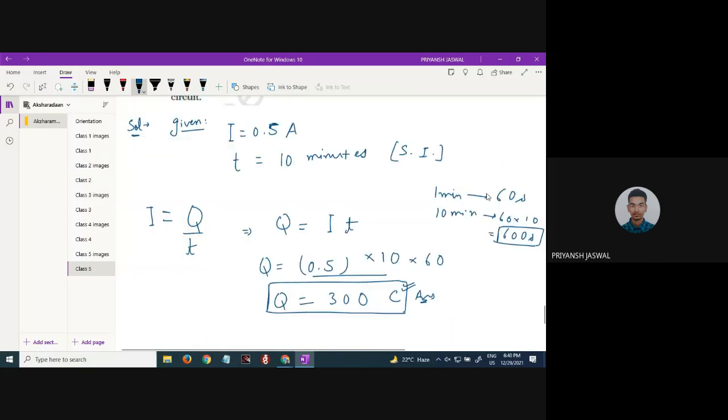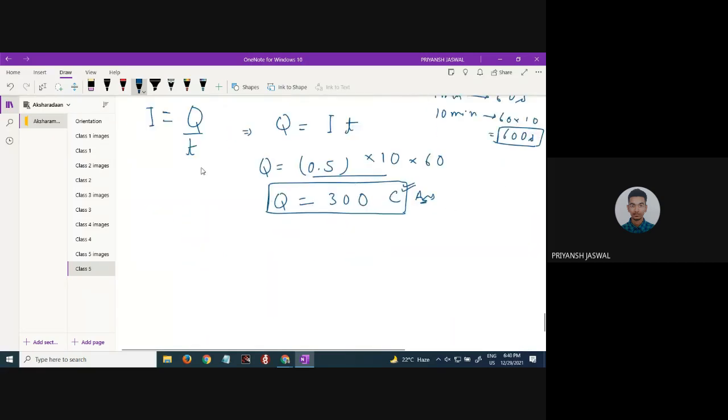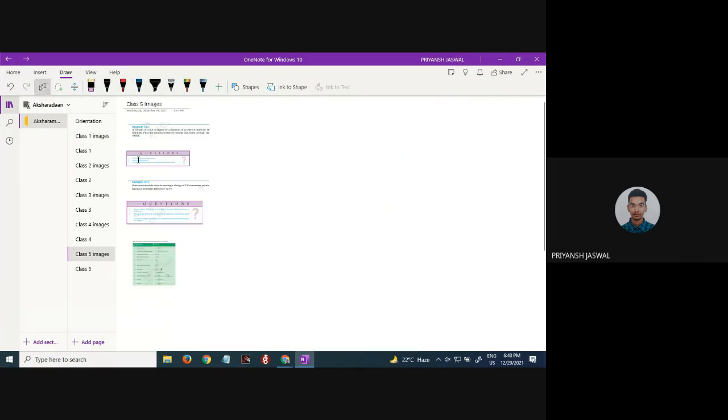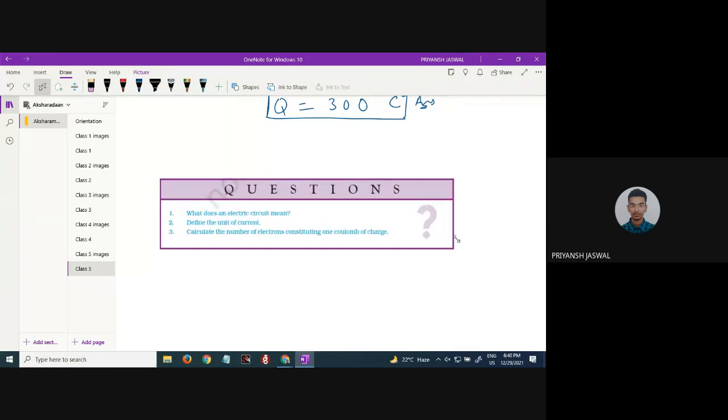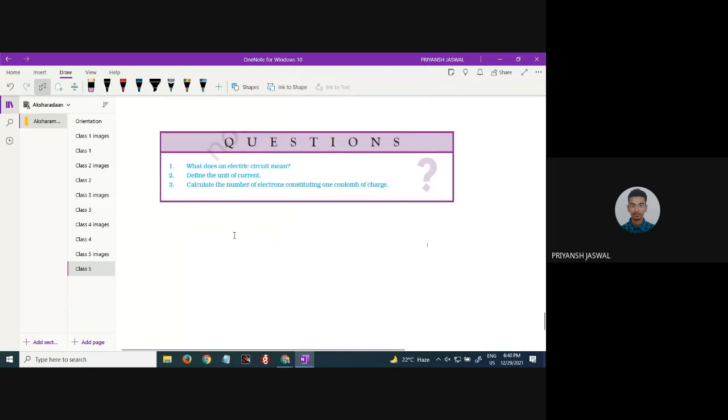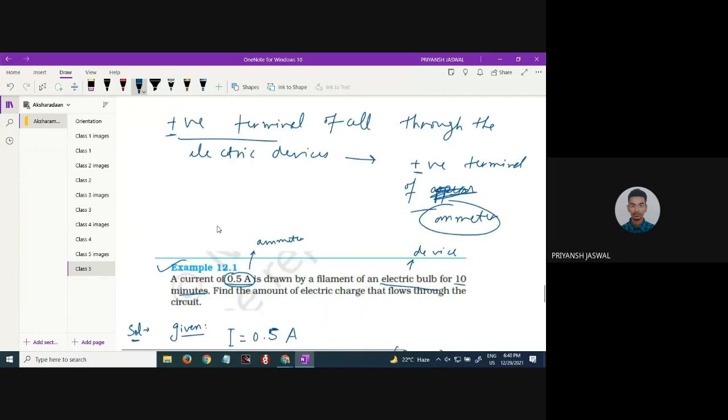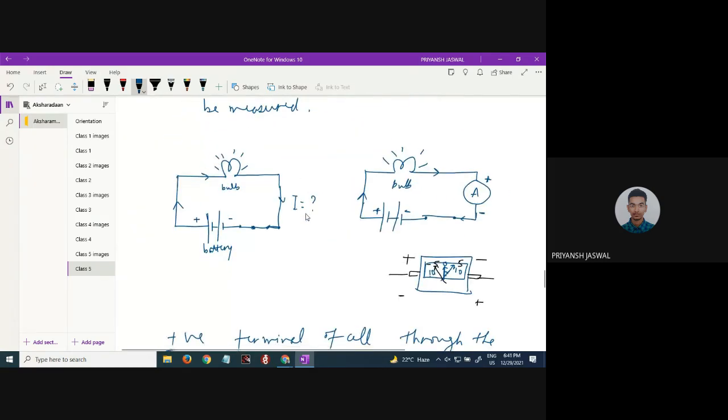Example 1 done. Let's pick up some other questions also. First question is, what does an electric circuit mean? So here we were using the term electric circuit to describe this system. So what will an electric circuit be?